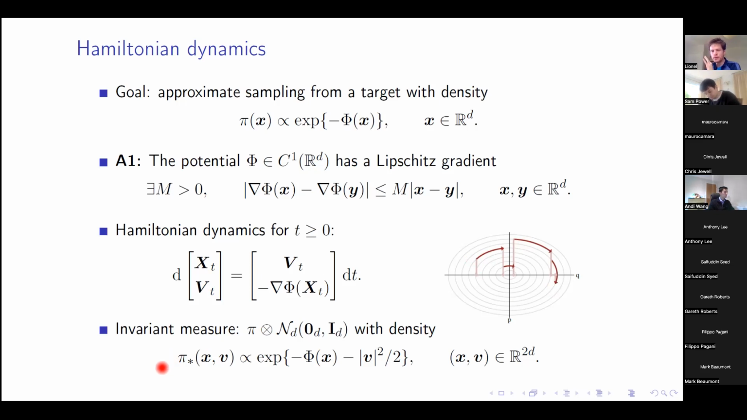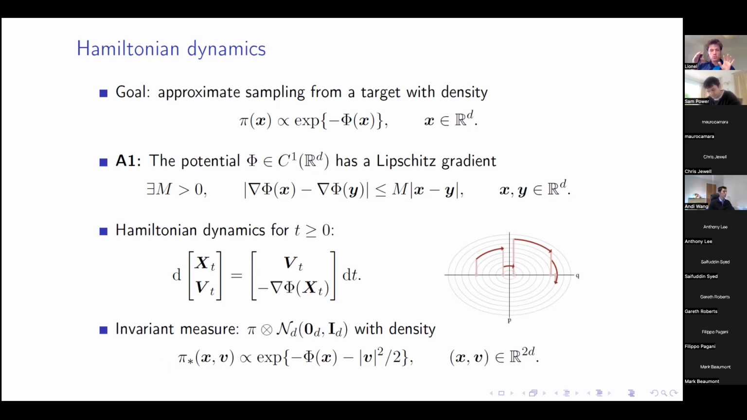So one property of these dynamics is that they preserve this measure pi star, which is just the product between pi and a Gaussian. And therefore, if you can solve the approximate sampling problem for pi star, you also solve the approximate sampling for pi, because you just have to restrict your attention to the positions, and marginally they will be approximately distributed according to pi. Okay. So these dynamics, they leave pi star invariant.